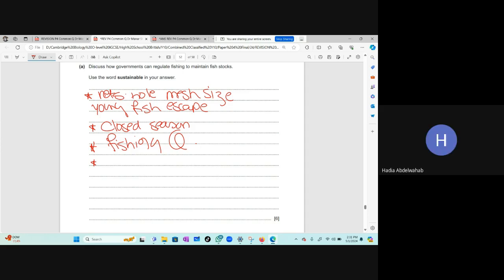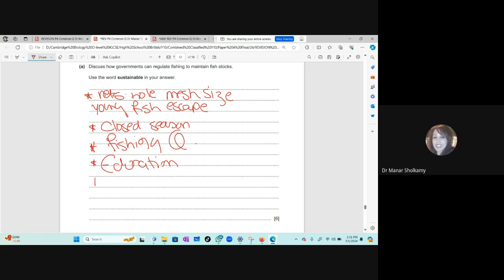Educating fishermen. Very good. Education. Now, what we are doing now is that we are educating each other that we have to limit fishing so that the fish population doesn't finish. What else?